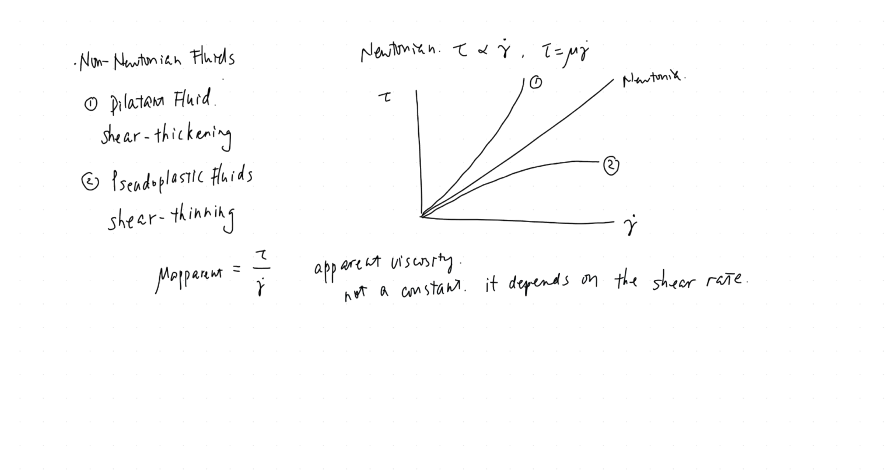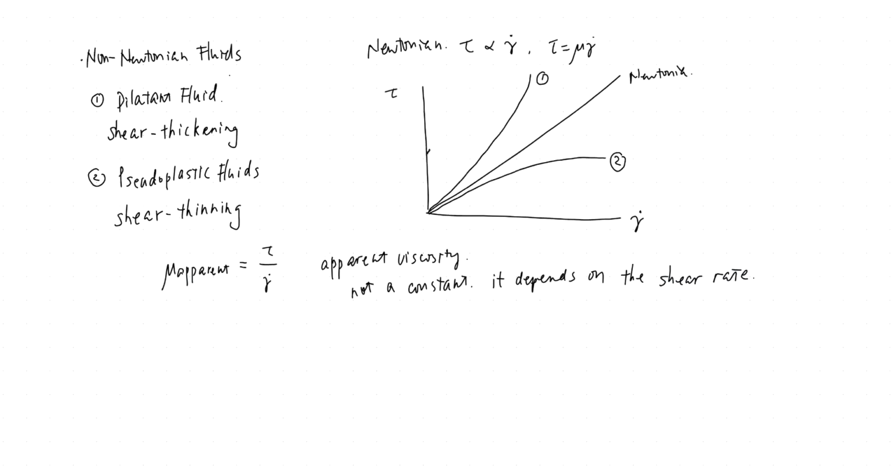Okay, so we have gone through the two popular types of non-Newtonian fluid, shear thickening and shear thinning. There are some other types of fluid which are also popular, which we call the yield stress fluid. So let me draw one. The third one is an example of yield stress fluid.